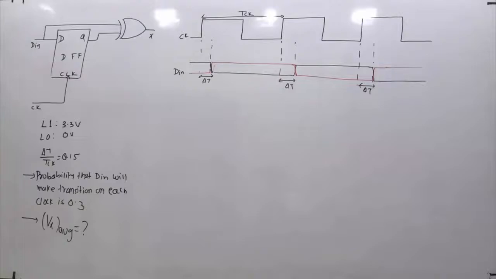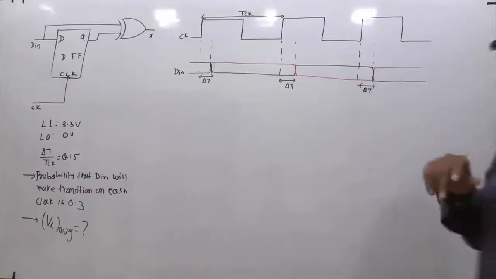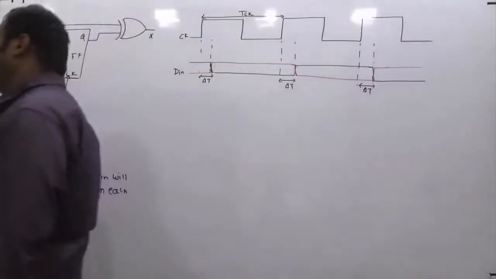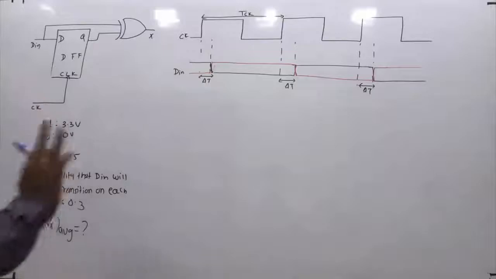So that is the information given, which is making the question look very tough, isn't it? We are supposed to find the Vx average. So let's do one thing. Don't worry about all this probability information for the time being. Listen carefully to what I am saying.